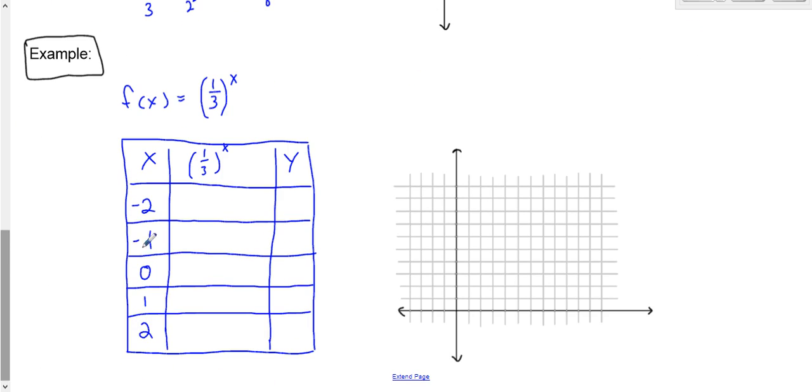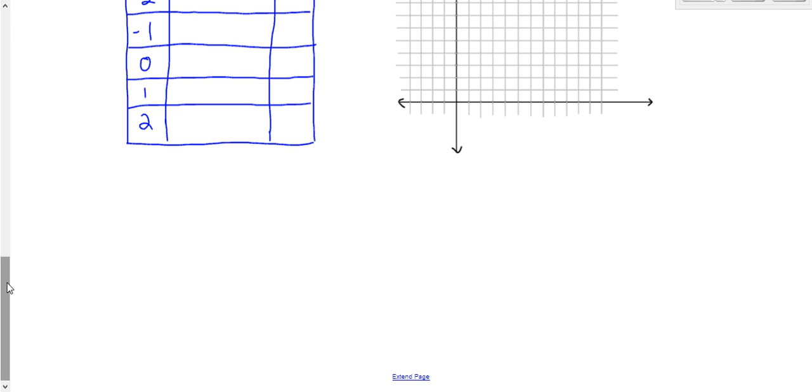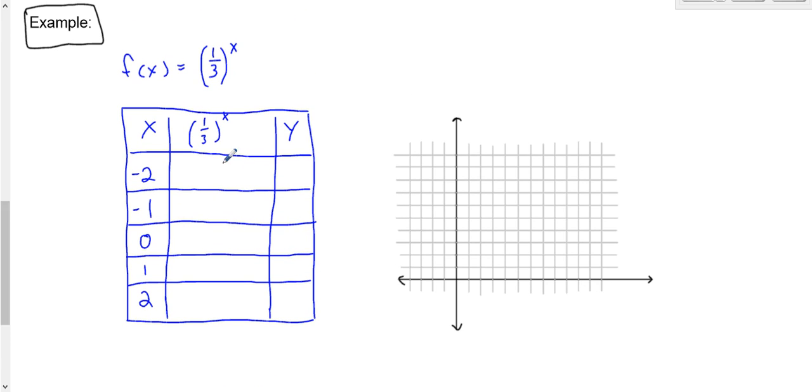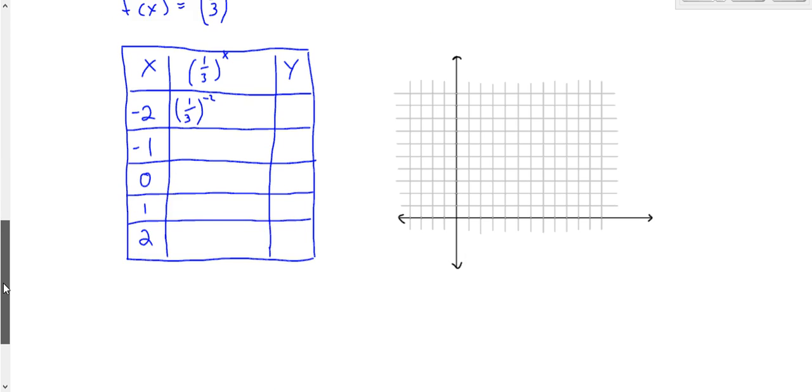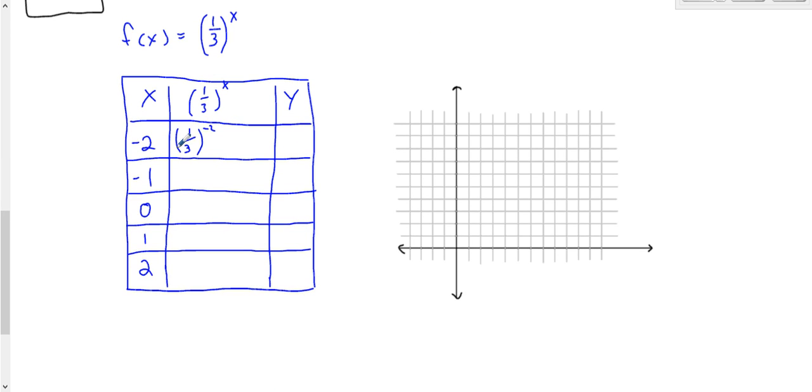Now let's look at this example with a fraction, 1/3 to the x. Okay, so we're going to put in -2, so we have 1/3 to the -2. Now just like on the problem above, where it took that 2 and made it into a fraction of 1/2 with the exponent, with this problem it's going to be taking 1/3 and flipping that to be 3, because the reciprocal of 1/3 is 3, and now the exponent is +2, and 3 squared is 9.